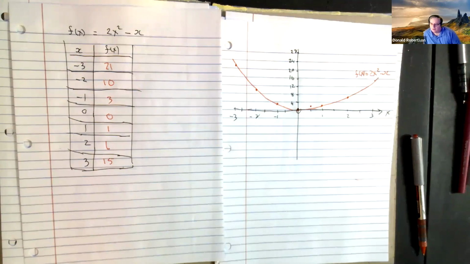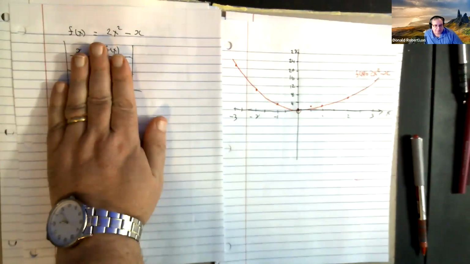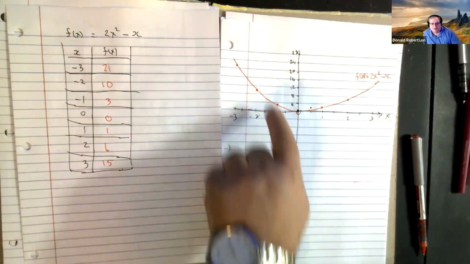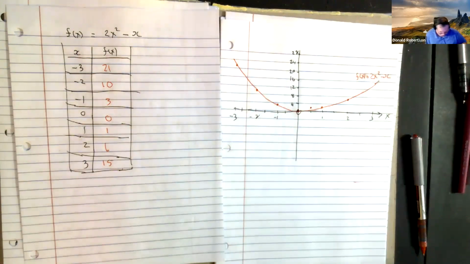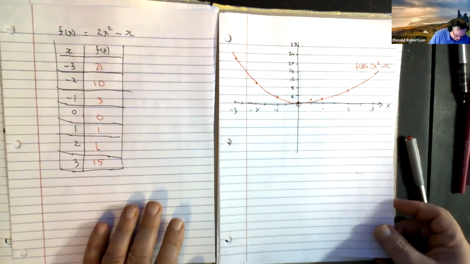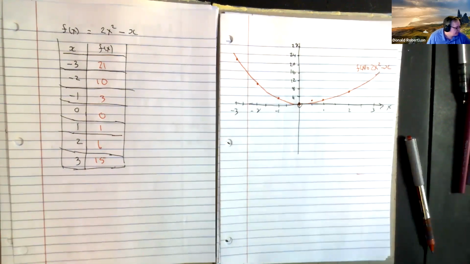Seem okay? Any questions? Table of values, get that guy. Plot a whole load of points, 7 points in this case. Join them up by a curve, because a curve seems the most obvious shape that you're going to get through points that look like that. All look good?